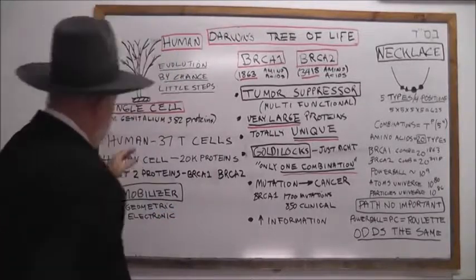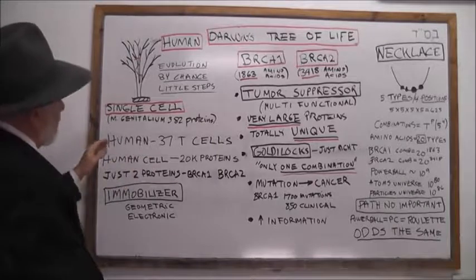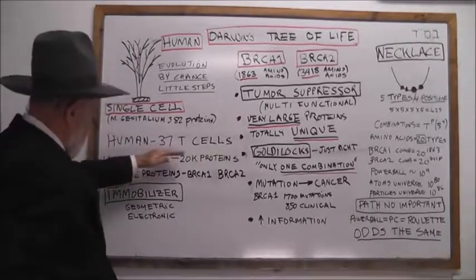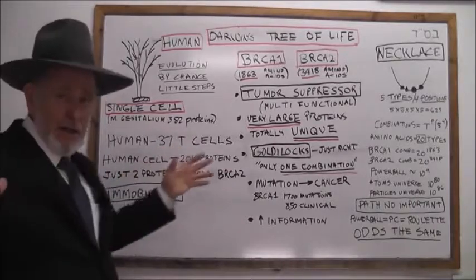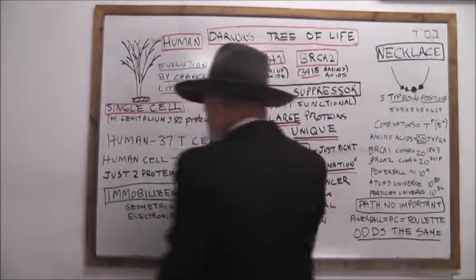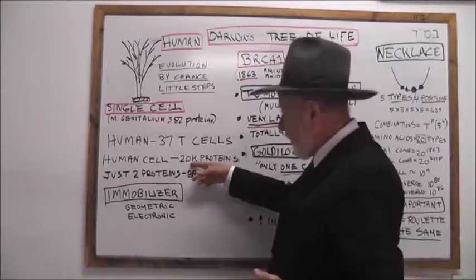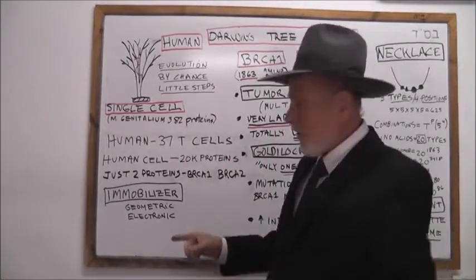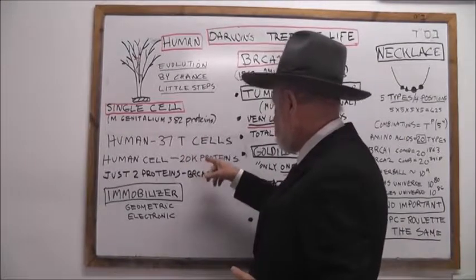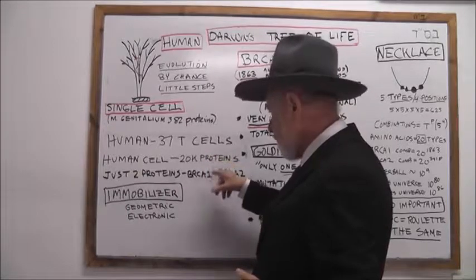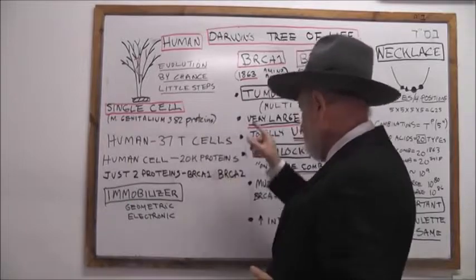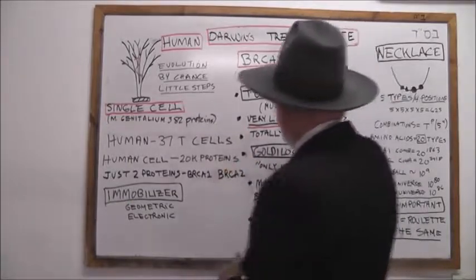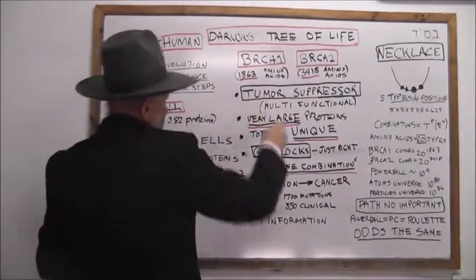Now, the human cell is also too complicated. The human being is too complicated because the human being consists of 37 trillion cells, a number that I can't even imagine. And also the human cell itself is too complicated because each human cell consists of 20,000 different proteins which have different jobs. So we're just going to look at two different proteins, BRCA1 and BRCA2. These are tumor suppressor proteins.